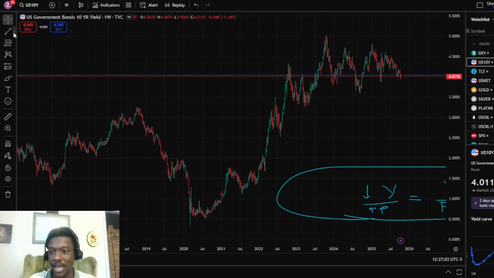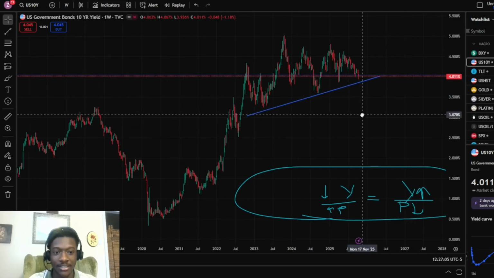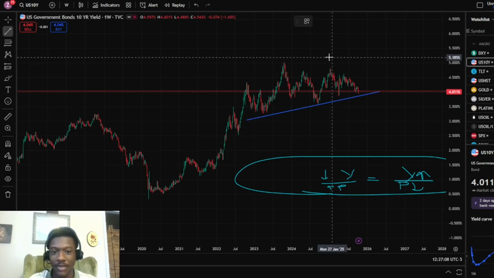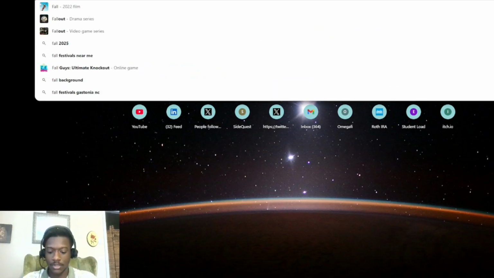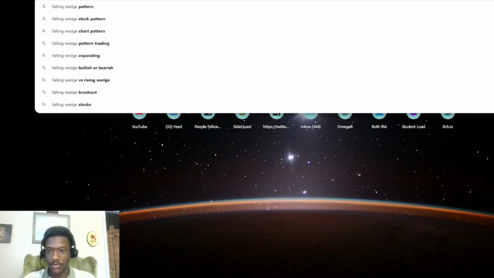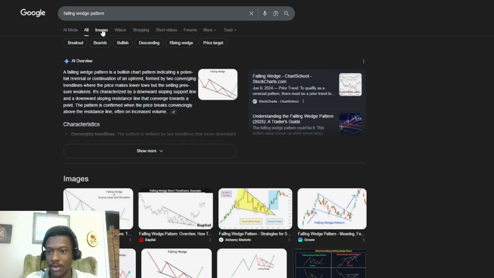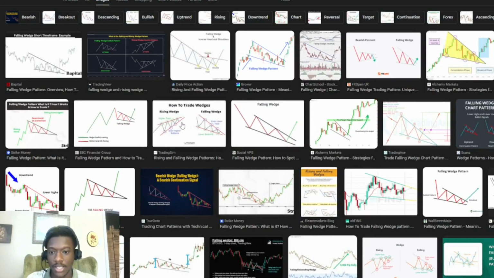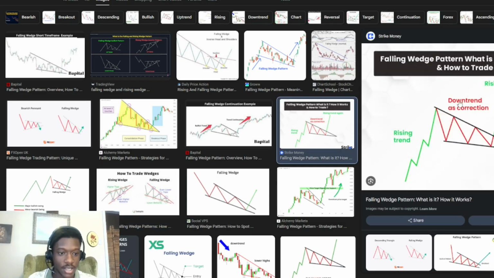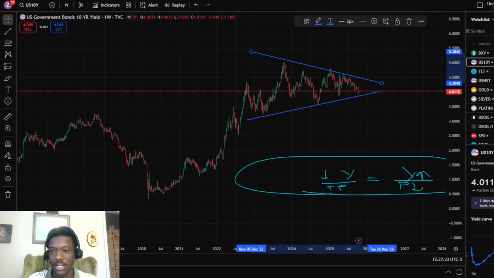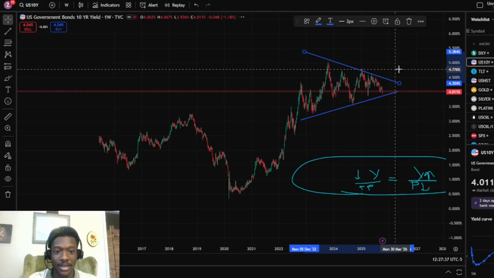So look at this pattern that we're having in yields. It looks like it's consolidating into some type of falling wedge. Let's look at what some of these falling wedge patterns are, just to give you an idea of what I'm talking about. A falling wedge is whenever it squeezes lower and lower, lower bottoms and even lower tops, and then it breaks to the upside. So it looks like a rising trend, a downtrend as a correction, and then a rising trend again. Just a consolidation, and we're going to break out higher.